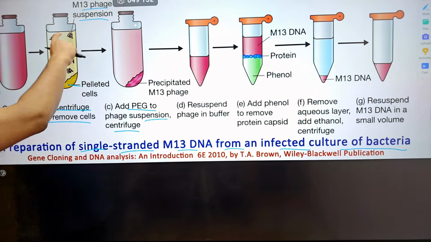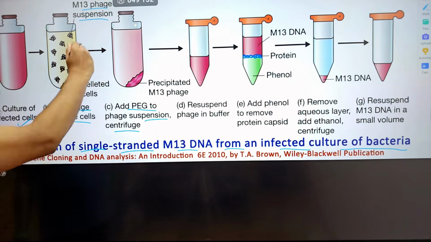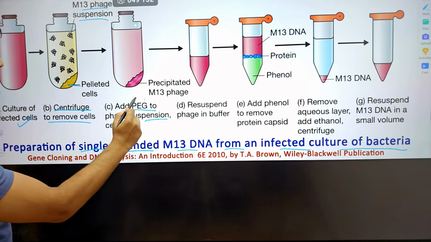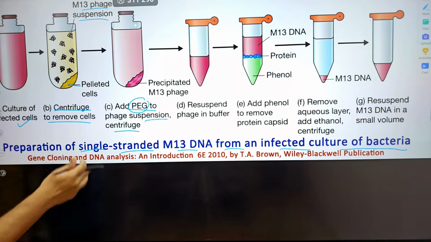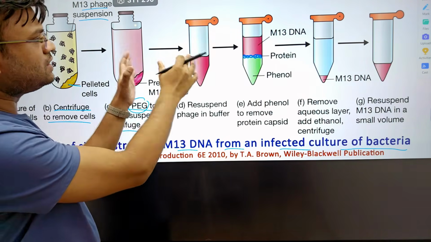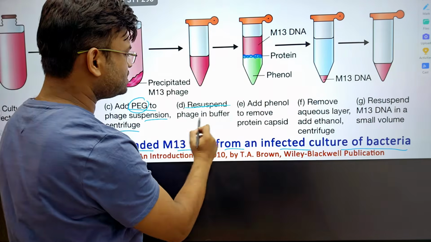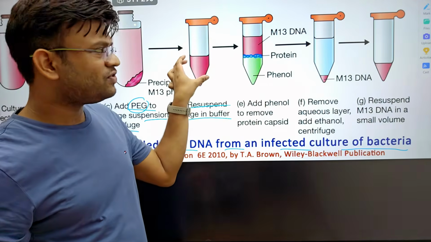Now this would be the M13 phage suspension, because M13 vectors are present in this suspension. It would be taken out over here, and then polyethylene glycol would be added to this. When you are adding polyethylene glycol, what will happen? Then you would be getting the M13 phages and resuspend the phage in the buffer. Now you would use a buffer in order to resuspend the phages.